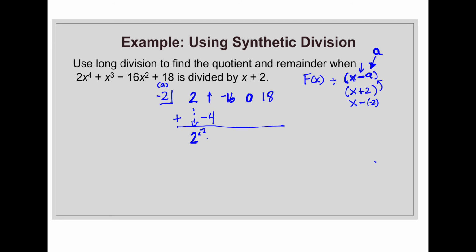1 plus negative 4 is negative 3. I also will multiply this by the divisor negative 2. And that gives me positive 6. Negative 3 times negative 2 is positive 6. Add straight down, that gives me a 10. 10 times negative 2 is negative 20, so we put that in the next column there. And we add straight down, that gives me negative 20 here. And then negative 20 times negative 2 is 40. Add straight down, that gives me 58.